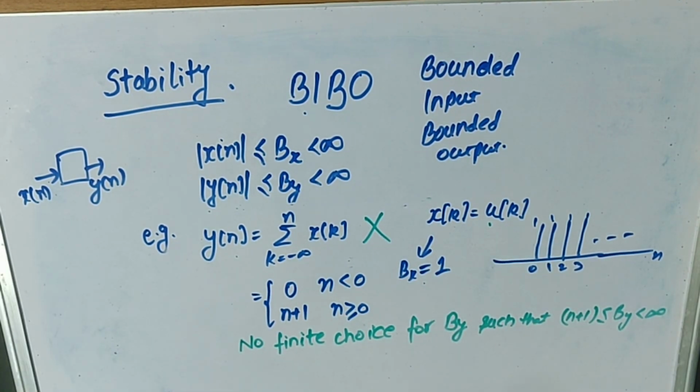Okay, so till now we have talked about the properties of systems. Take note that these properties are of systems, not of the inputs.